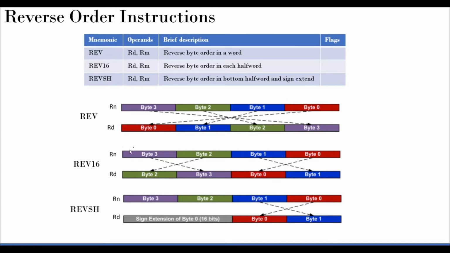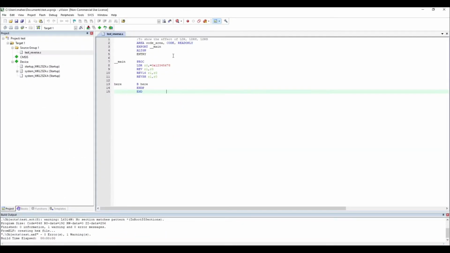That means within each group of 2 bytes you interchange. And then there is the half word with sign extend, which means only the bottom half word will get exchanged. The top, most significant half word becomes the sign extension of byte 0. So byte 0 in this case is this one, and that sign extension will come. So that's the understanding, and with this let me quickly show you a demo so that it's clear.